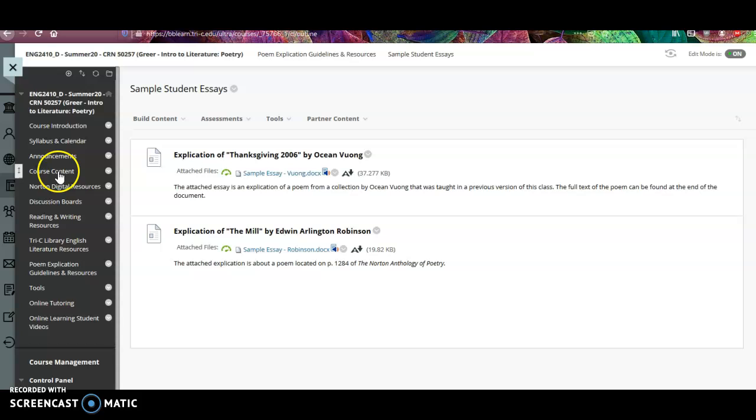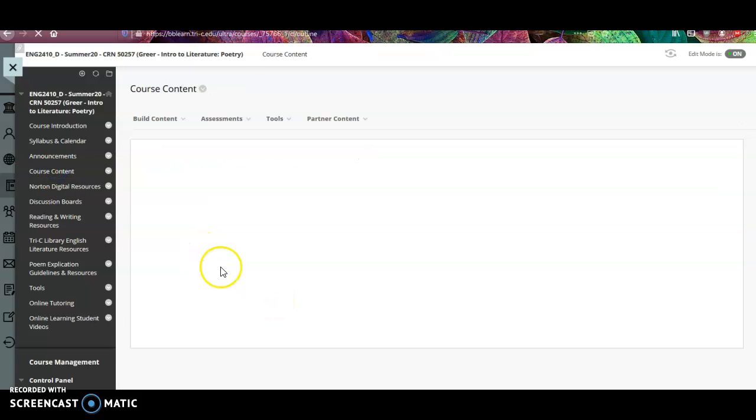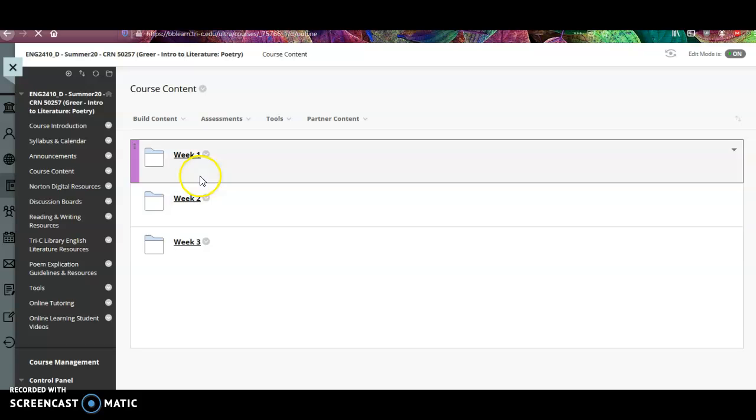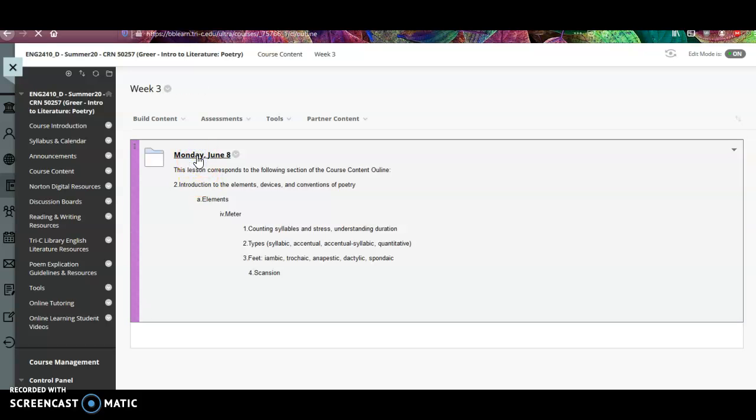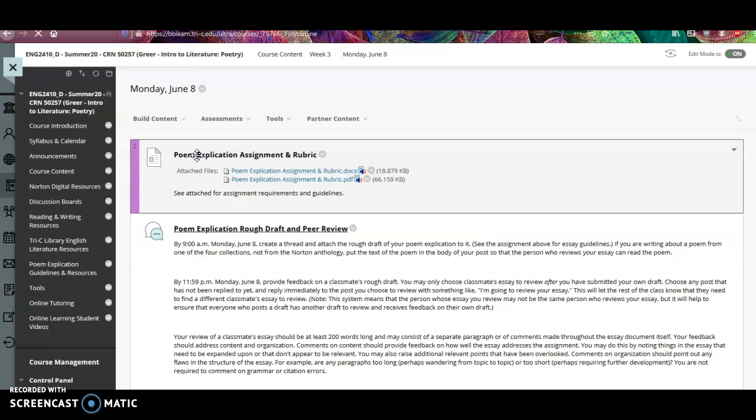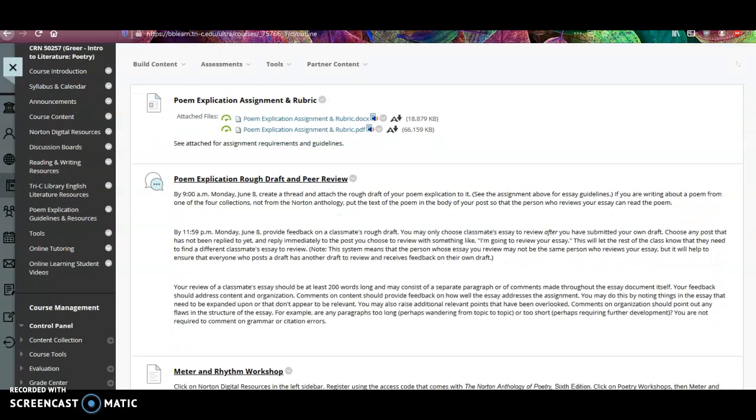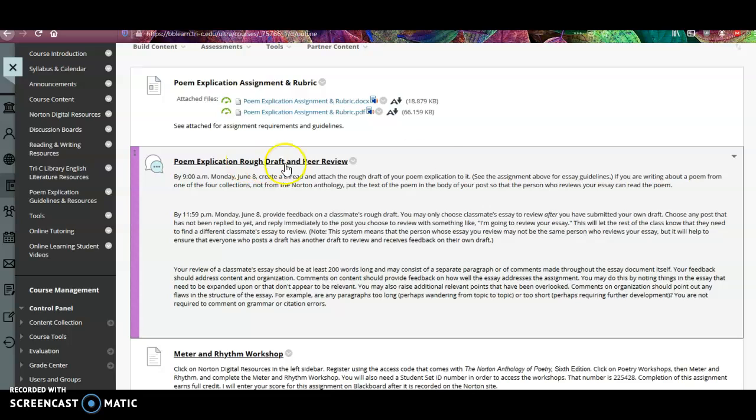If we look at the course content, then you will see that for next week, for week 3, the rough draft of the explication is due on Monday, June 8th, and you're going to post that rough draft to this poem explication rough draft and peer review discussion forum. You need to post your rough draft by 9 a.m. on Monday, and then once you have posted your own draft, then you're allowed to choose somebody else's draft to review. So you're not allowed to review someone else's draft until you have posted your own.